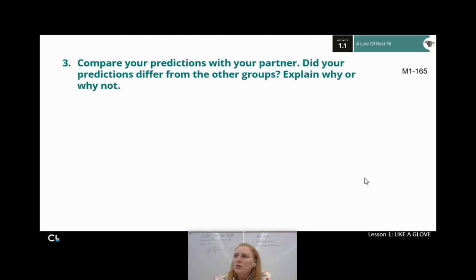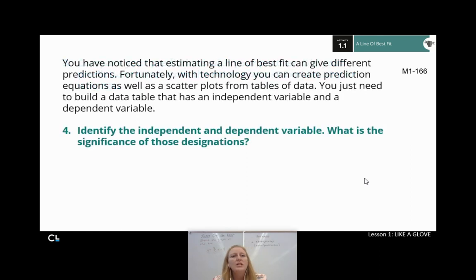If you have somebody else that's working with you, you might want to compare your predictions. And if you do, your predictions might be a little bit different, like your prediction might be different than your partner's prediction. That's just because they may have had a slightly different equation than you did, and that's okay. So you've noticed that estimating a line of best fit can give different predictions. Fortunately, with technology, you can create prediction equations as well as scatter plots from tables of data. You just need to build a data table that has an independent variable and a dependent variable.